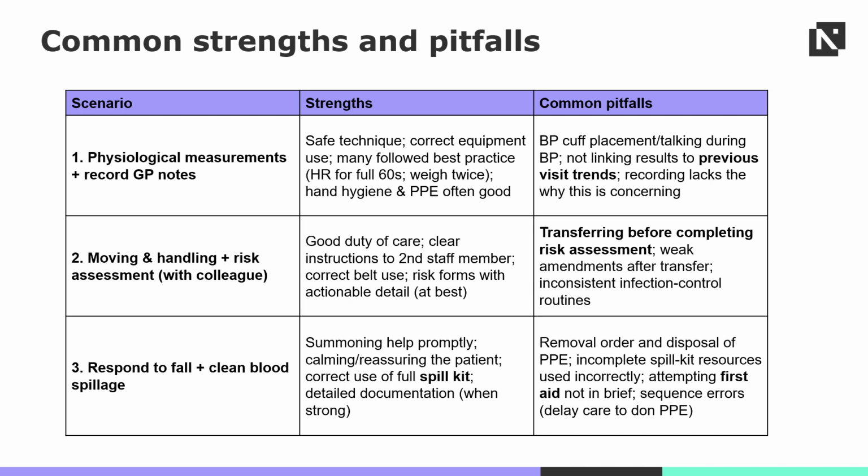For scenario 3, the strongest learners reassured the patients and used the full spill kit appropriately. Weaker candidates either struggled with the PPE removal sequence, used the kit incorrectly, or attempted interventions outside the brief. So taken together, assignment 2 highlighted secure baseline competence but points to specific procedural weaknesses that, if addressed, would move more of the amber work into green.